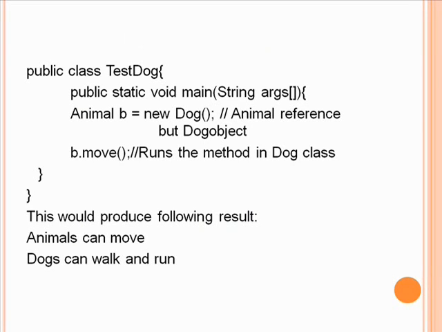In this code, it creates a dog object with an animal reference. Though it has an animal reference, it behaves as a dog object. Therefore, when we call the move method, it will invoke the method in the dog class and will produce the following output.